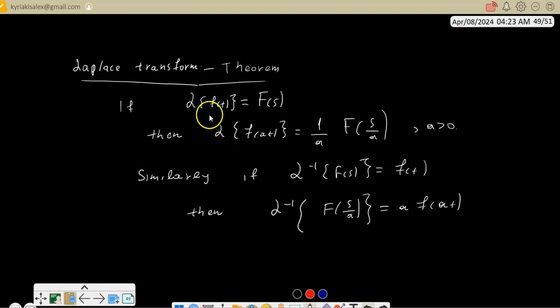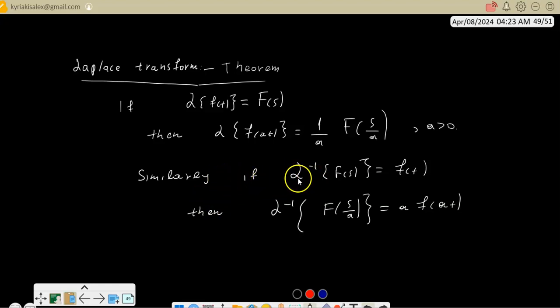So it says that if the Laplace transform is denoted by capital F, then if you take the Laplace transform of a scaled function, you get 1 over the number that you have here scaling the function, 1 over a times capital F of s divided by a, where a is strictly positive.